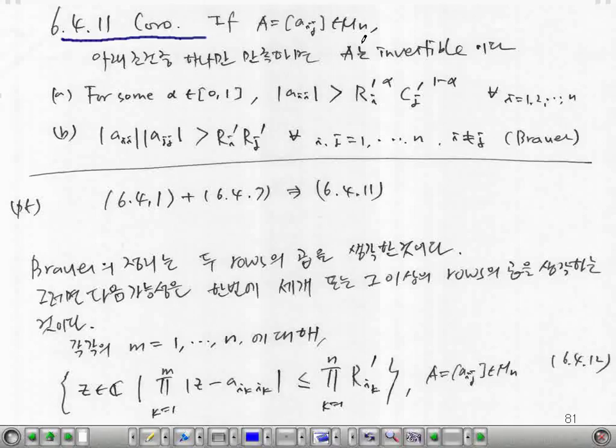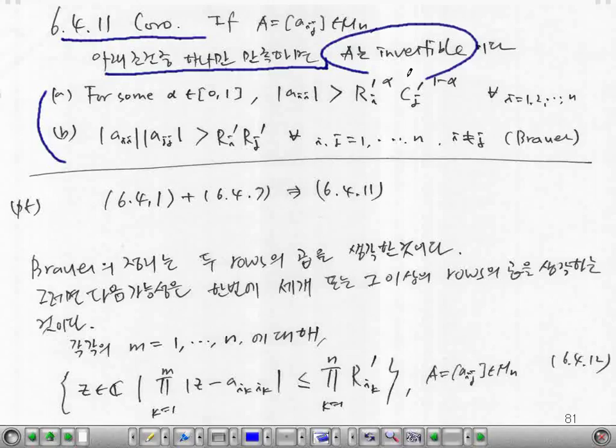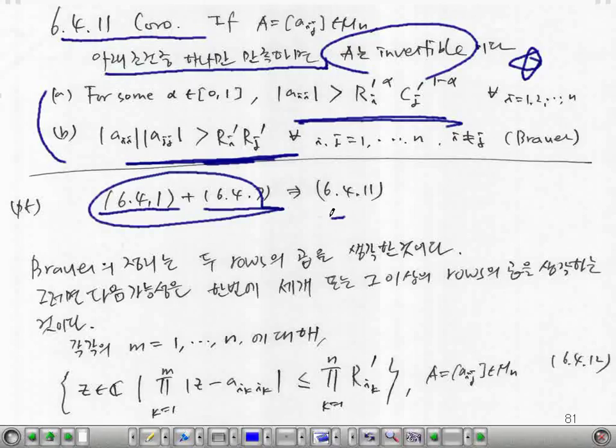Okay, so the corollary says if it satisfies one of these conditions, then A is invertible. Instead of that, we have this, from Brauer's ovals of Cassini. If we combine those two theorems, then we will have 6.4.11. So the next question is this.